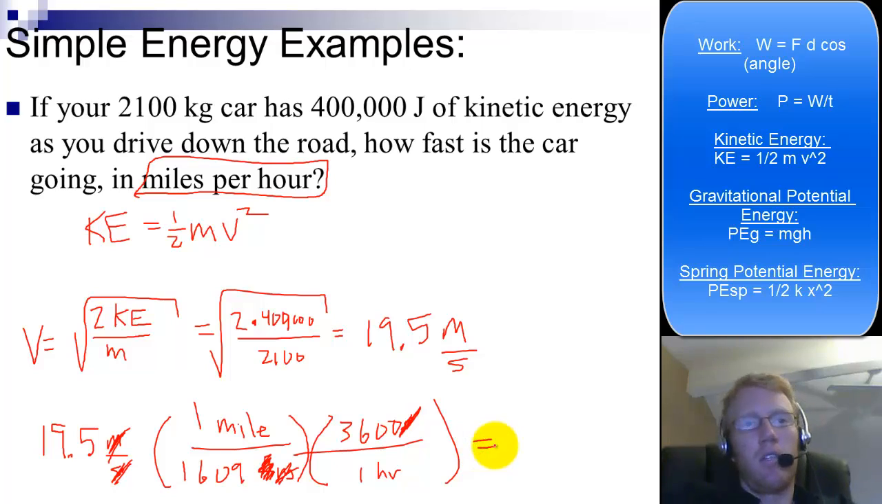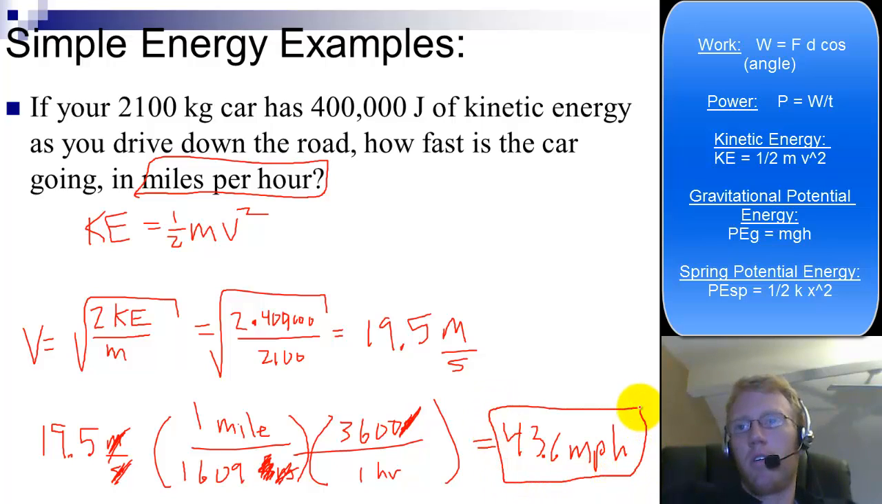So my final answer here: 19.5 times 3,600 divided by 1609, 43.6 miles per hour. 43.6 miles per hour is a pretty reasonable speed. You're cruising down the road.